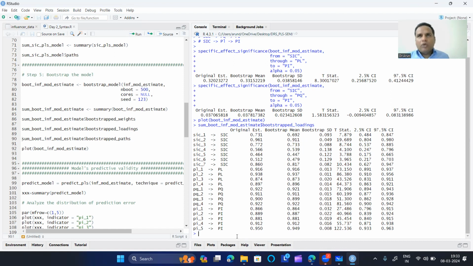Let's say if you are developing measures for a construct.